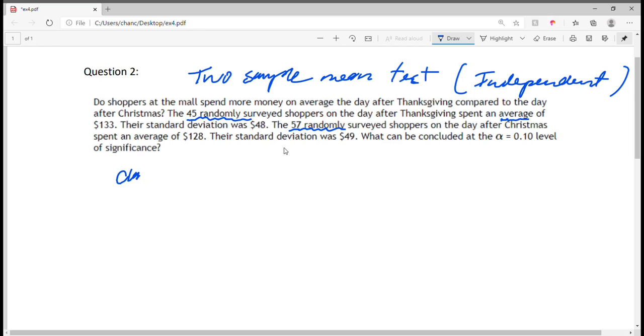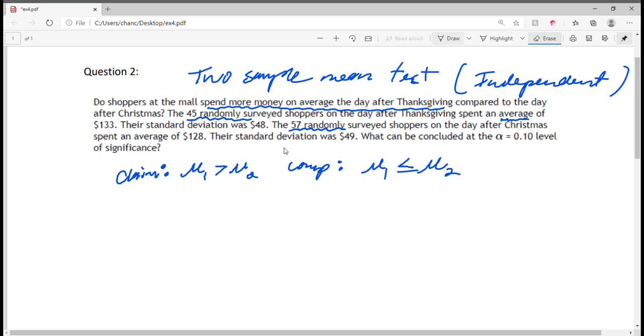We can start with the claim. What is the claim? The claim is, do shoppers spend more on average after Thanksgiving than after Christmas? Let's let group 1 be the Thanksgiving group and group 2 be the Christmas group. So we're claiming mu1 is greater than mu2, and the complement to this is the opposite. Mu1 is less than or equal to mu2. Now we can state our null hypothesis. Our null hypothesis is mu1 is less than or equal to mu2.